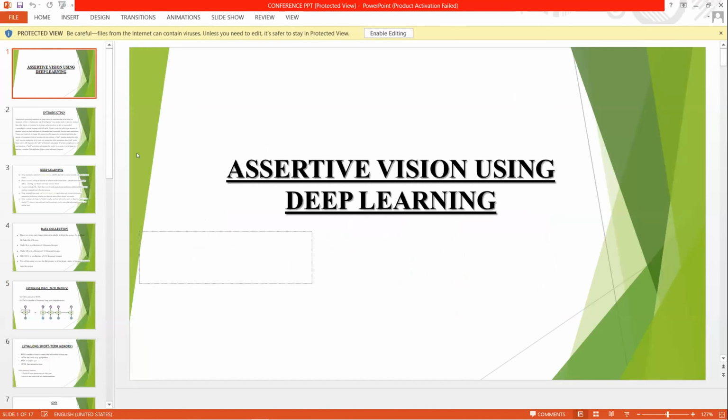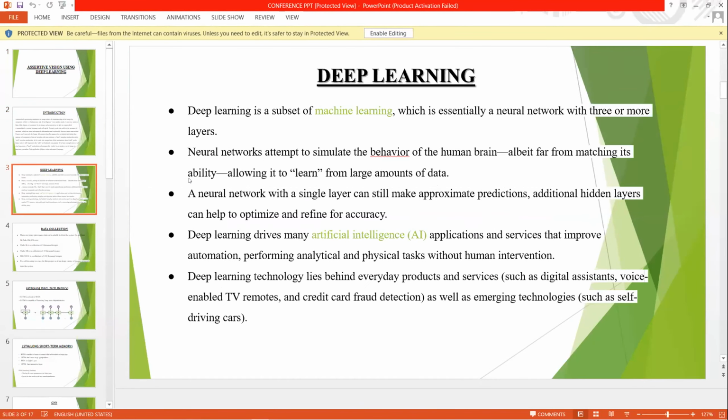Okay, so my topic is assertive vision using deep learning, and my partner is Dharmendra. First of all, I would like to greet you all. Myself, Siddhant Singh Bhadoria. Our paper is based on assertive vision using deep learning. The main purpose of this project is to provide captions to images using CNN and LSTM. In this project, we have used CNN and LSTM to develop a model which takes images as input and provides a caption for those images.